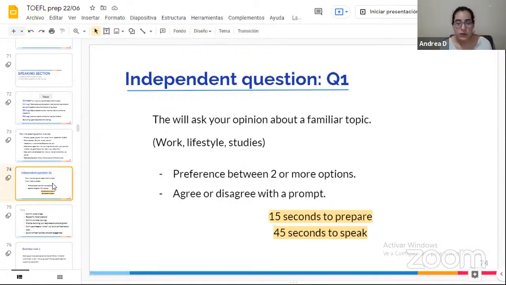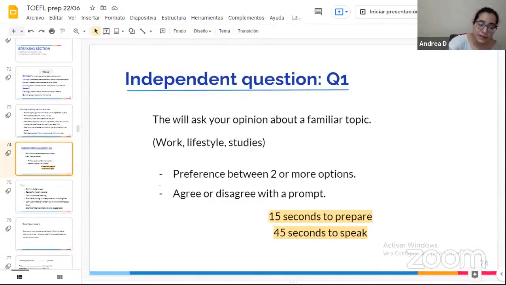So the independent question 1 is always about familiar topics like work or college or education, or debatable topics like the environment, or sometimes medical decisions. I've seen questions about euthanasia or something like that. So they are usually about controversial topics, if you will, but also they tend to be very casual, like conversations that you would have in an everyday setting. So it shouldn't be that big of a deal.